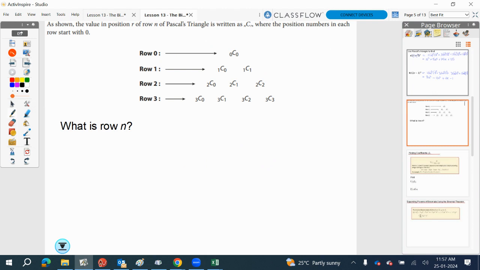It starts at nC0, then all the way to nC(n plus 1)? No, it's not n plus 1. Look, in the third row, there's 3. In the second row, there's 2. In the first row, there's 1. Jonathan's right. Listen to him. Look at row 3. It's the same. In every row there are n plus 1 numbers, but since it starts at 0, it's the same size.